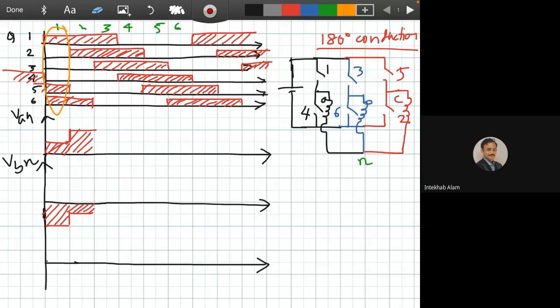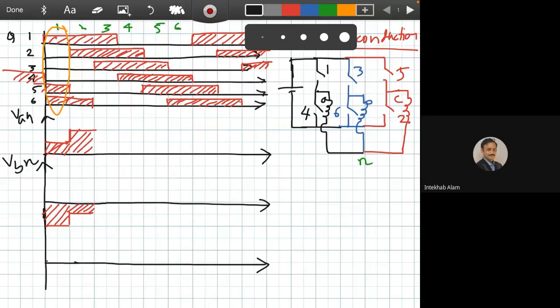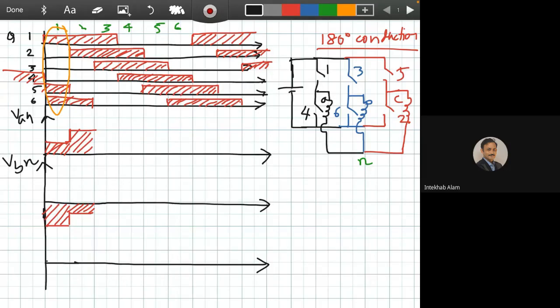What will be the value of VAN and VBN in mode 3? So in mode 3, which switches will remain on? 1, 2, and 3. Good. Here you can see that 1 and 3 are from the upper bank switch and 2 is for the lower bank switch. So what will be the circuit?